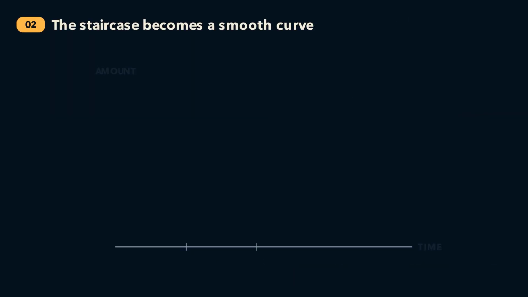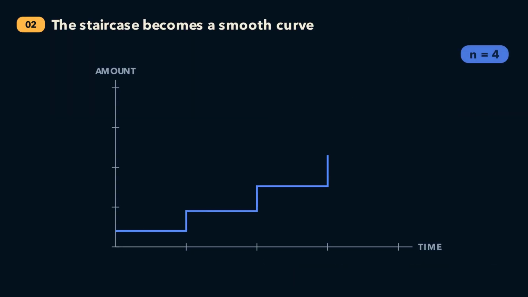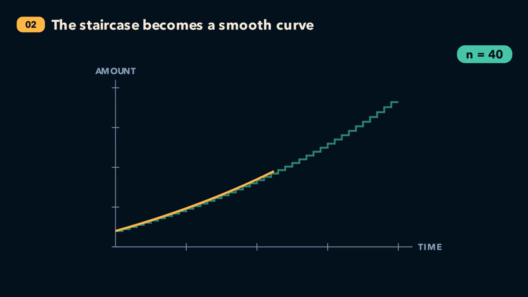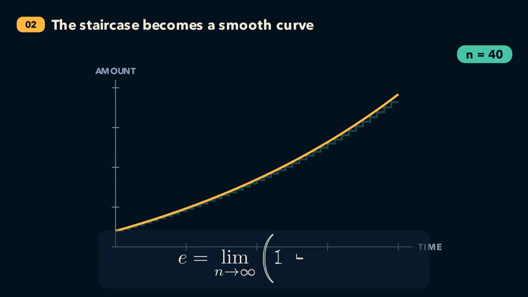For n equal steps, each step grows by 1 over n, and we apply that growth n times. So the final amount is 1 plus 1 over n, all raised to the n. As n moves toward infinity, the staircase becomes almost smooth. The values squeeze toward 2.71828, and the remaining digits continue forever. This limit is one clean definition of E.